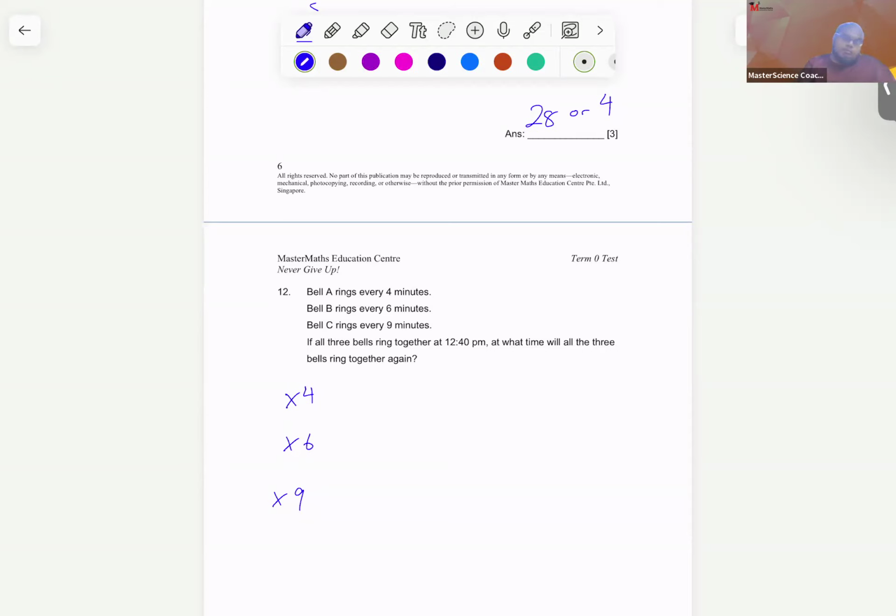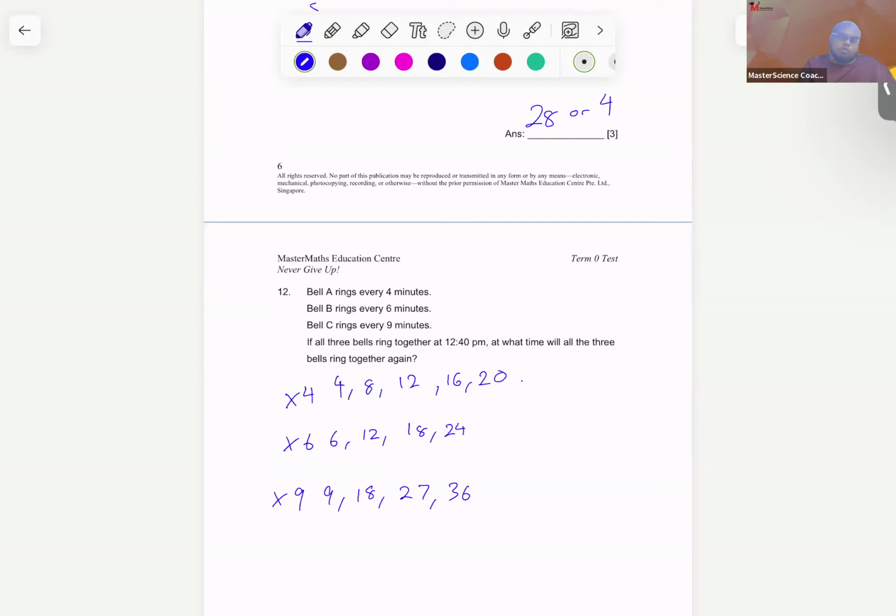So either one. So I list down first, 4, 8, 12, 16, 20. Then maybe I pause a while, I go to 6. 6, 12, 18, 24. Okay, so far there's a common between 4 and 6, but I look at 9 first. 9, 18, 27, 36. Again, there's a common between 6 and 9, but don't have all three common.